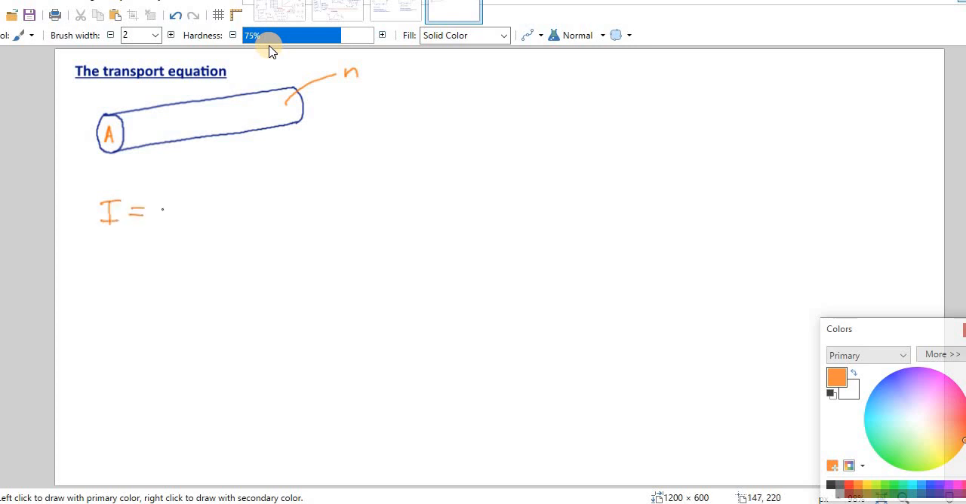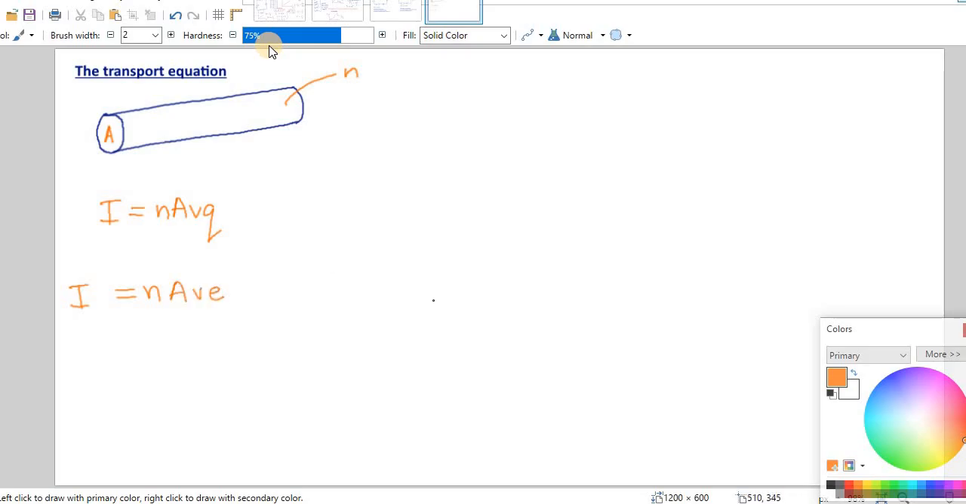I equals nAvq. But for a wire, the q is the charge on a charge carrier, and for a wire the charge carriers are electrons. So instead of writing q, the charge on a charge carrier, we can write e. So for a wire, we get I equals nAve.